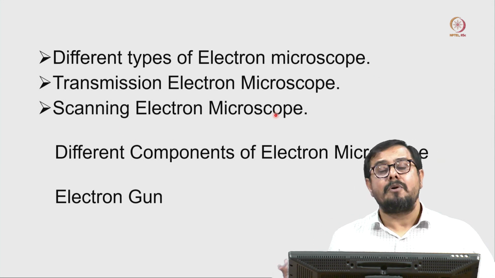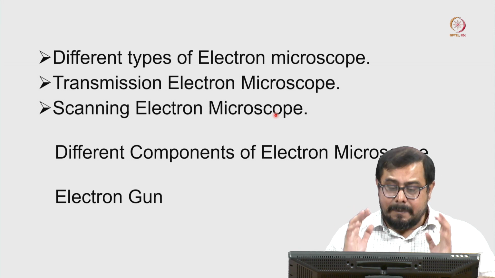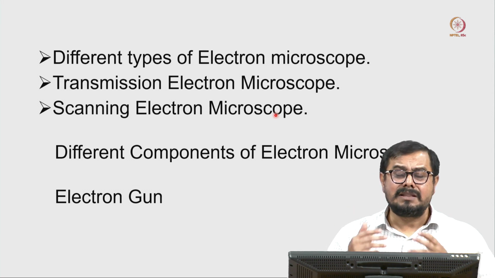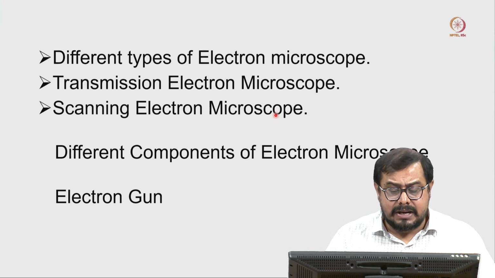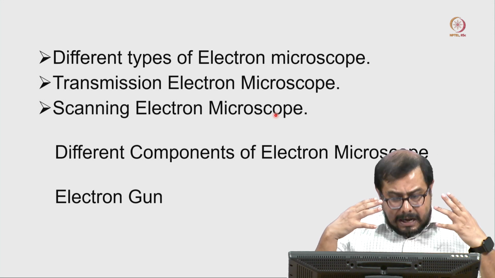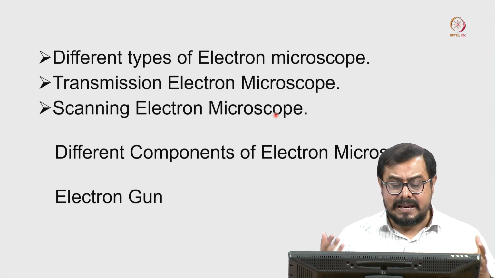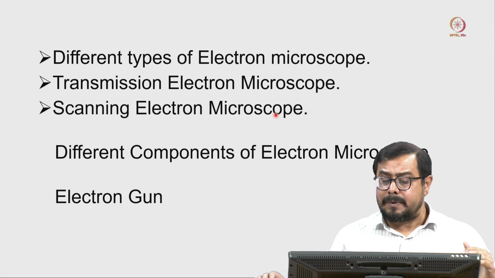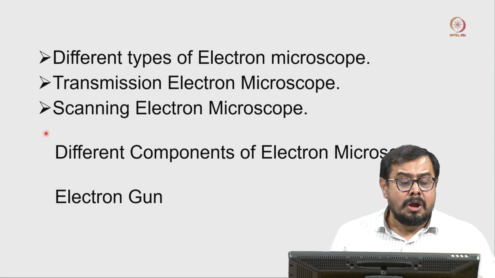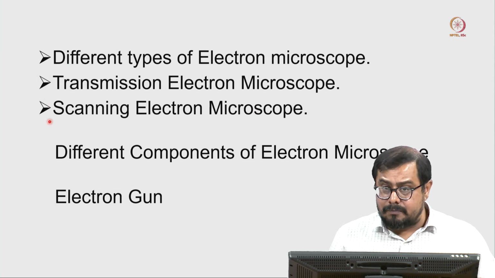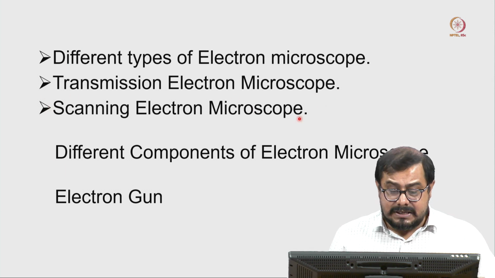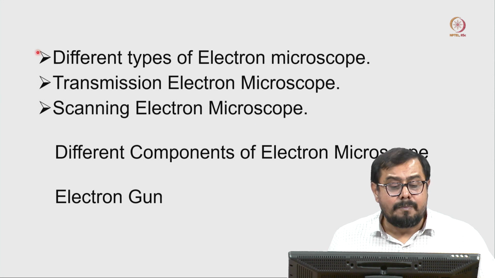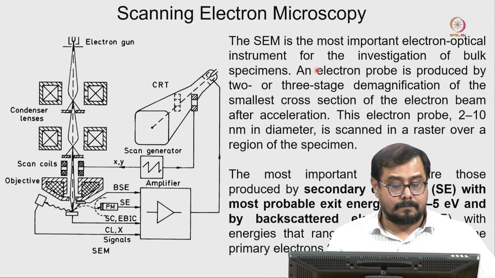Similarly, there are different types of SEM that you can use at cryogenic condition, or for environmental SEM. So, different types of SEM and TEM are there. We are not going to discuss all of them. We will just discuss the basic principle of the scanning electron microscope, and then we will go to the basic principle of the transmission electron microscope.